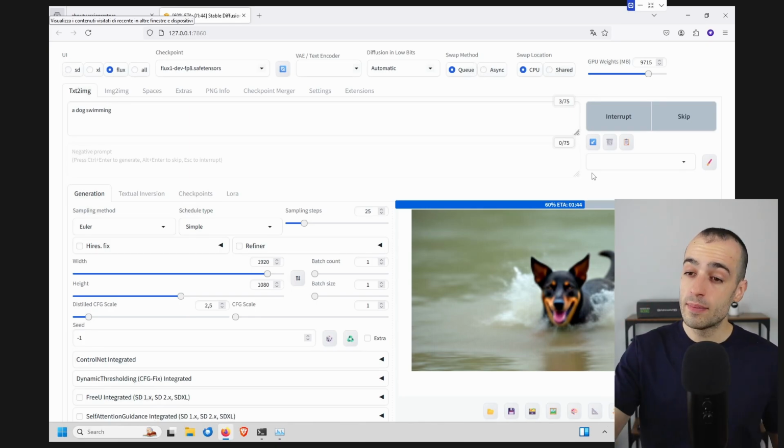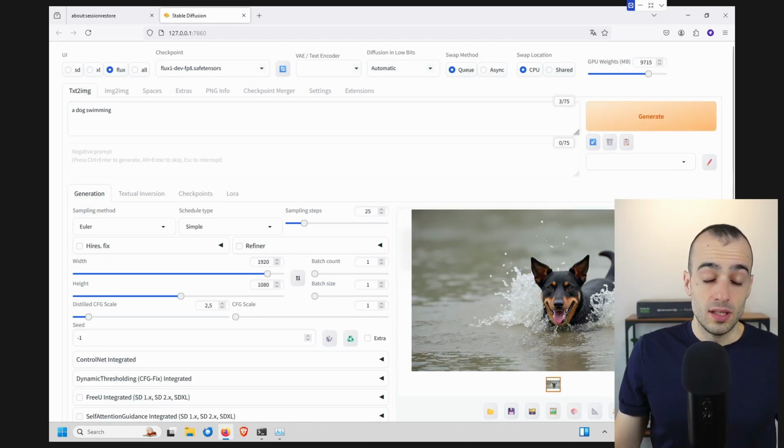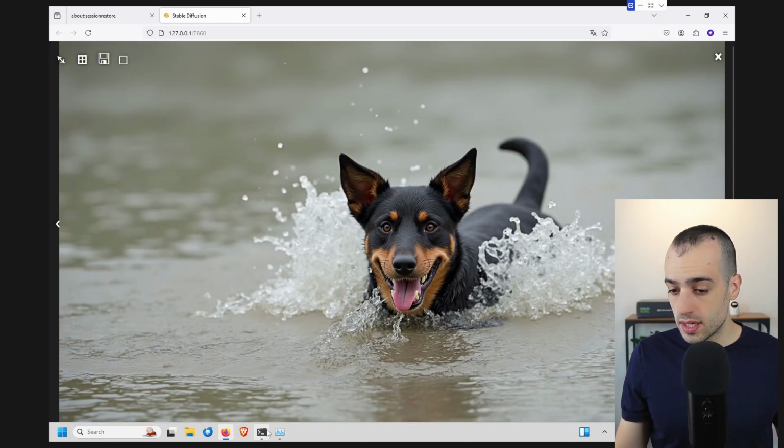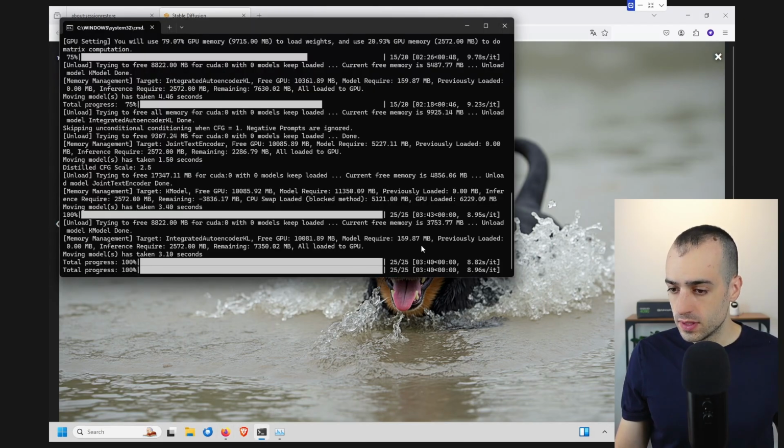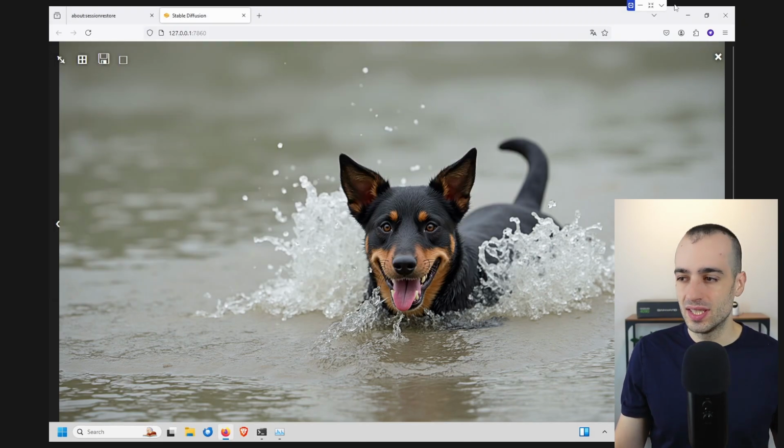So 12 GB for image generation, especially with such a heavy model, I absolutely don't recommend that. The total processing time to generate this image right here was 3 minutes 40 seconds. So you can see how inefficient this is.